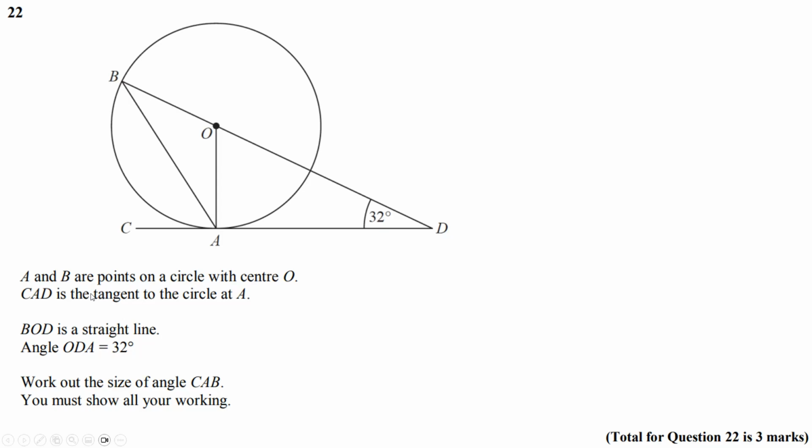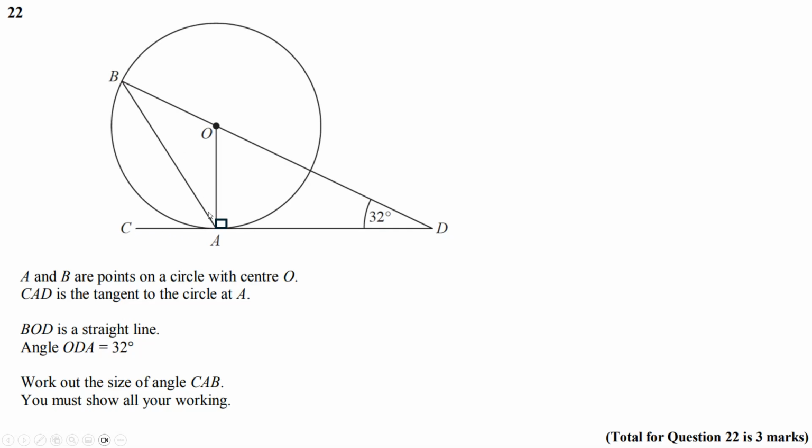Question 22. A and B are points on a circle with center O. CAD is a straight line. Sorry, CAD is a tangent to the circle at A. That means that this is 90 degrees. And angle ODA is 32 degrees. Work out angle CAB.